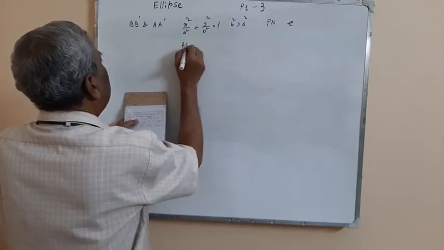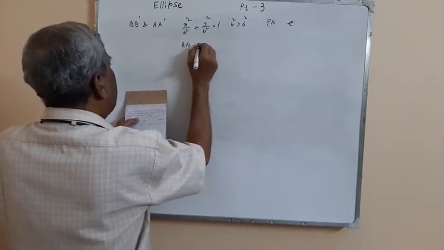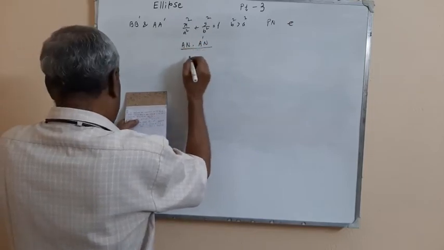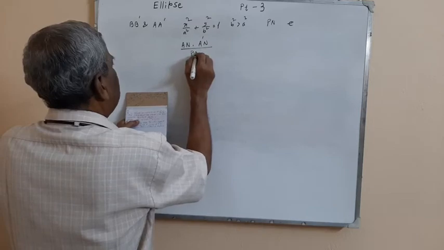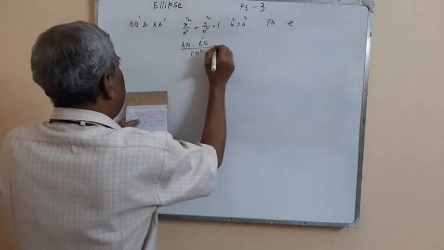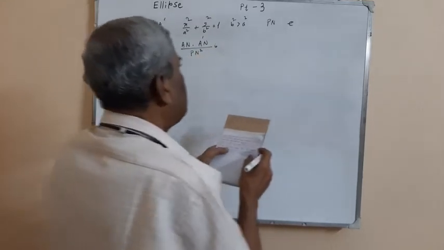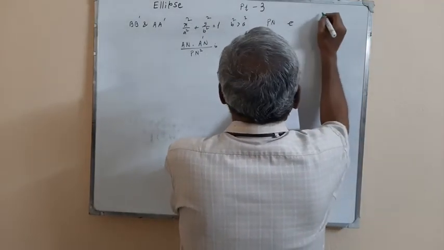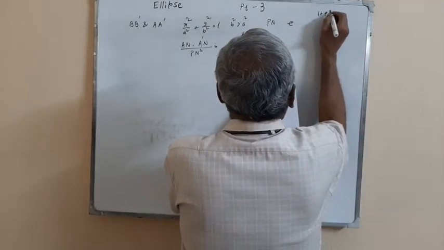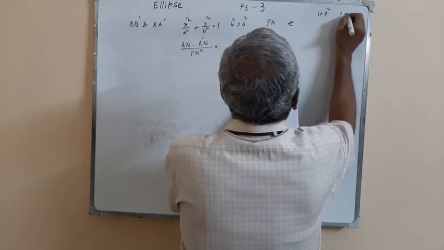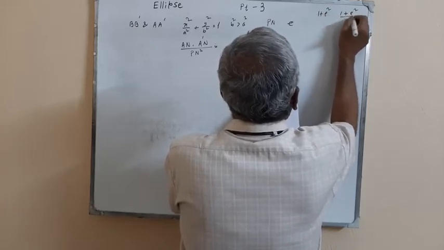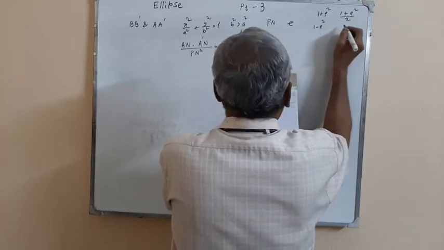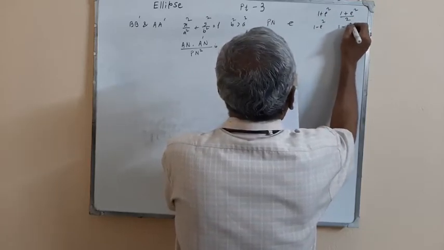AN into A dash N by PN square is: options are 1 plus e square, 1 plus e square by 2, 1 minus e square, and 1 minus e square by 2.